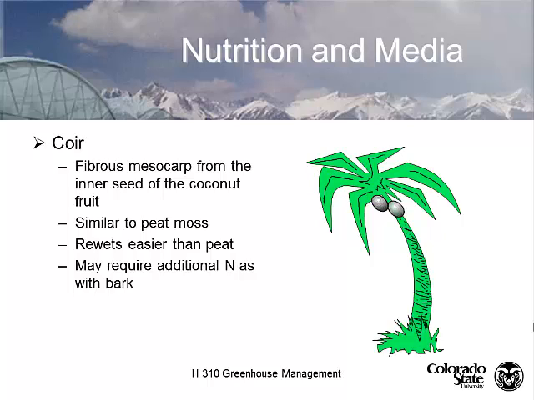Coir, or coconut fiber. Some people say core, some people say coir. It's the fibrous mesocarp from the inner seed of the coconut fruit. It is very similar in characteristics to peat moss, sphagnum peat moss. It's easier to re-wet. If you let sphagnum peat moss dry out in a container, it shrinks away from the side of the pot, and you have to use a wetting agent to make it re-wet.